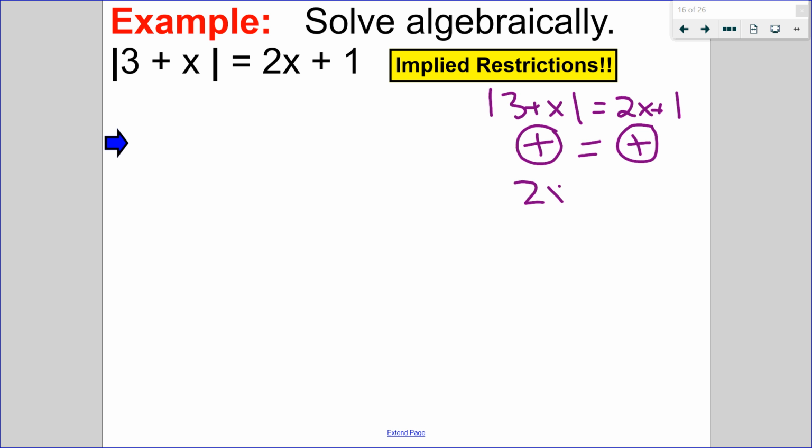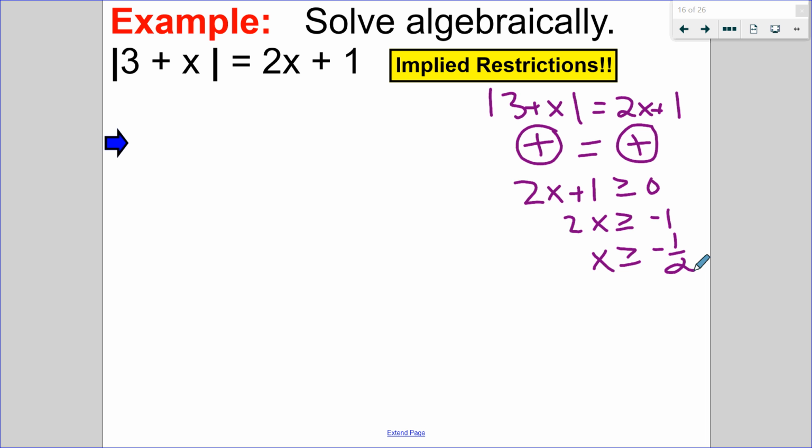So I know that 2x plus 1 has to be greater than or equal to 0. Subtracting 1 from both sides, 2x greater than or equal to negative 1. Dividing both sides by 2, x greater than or equal to negative 1/2. That's my implied restriction, and that's for the whole question. So whatever answer I get, it has to be greater than or equal to negative 1/2.